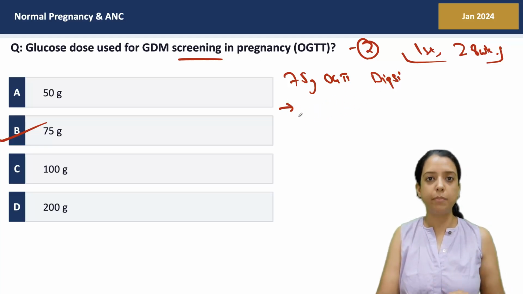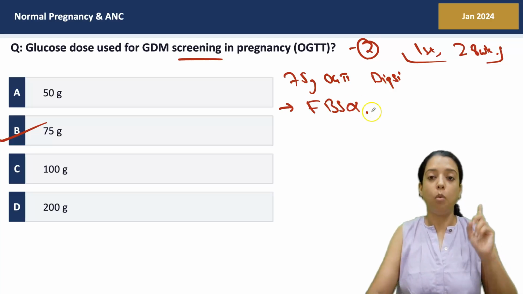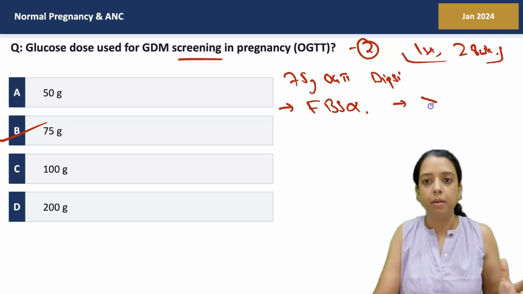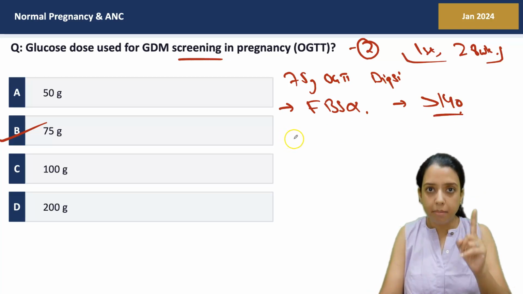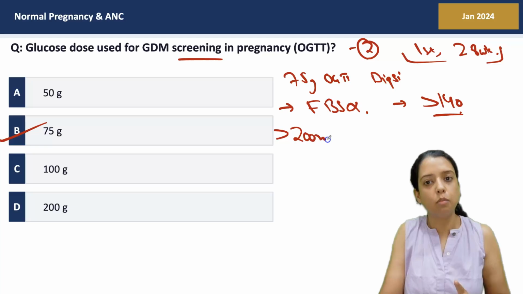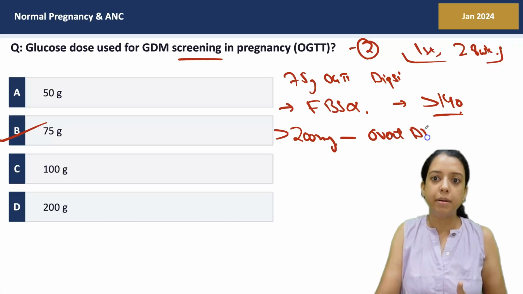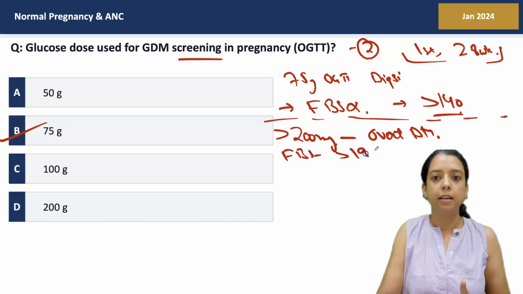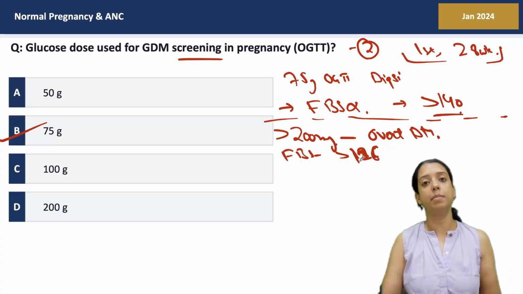Next question. According to DIPSI, does the patient need to be fasting? No. We don't need fasting blood sugar in the DIPSI. What is the value that will indicate impaired glucose or GDM? More than 140 will indicate gestational diabetes mellitus. Remember, GDM never has very high sugar. So very high sugar, which is more than 200, is not GDM. It is overt diabetes. So whenever sugars are very high, like 126 or more, it is always overt diabetes.